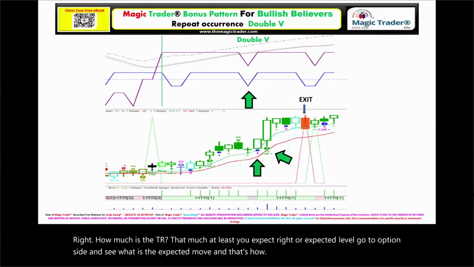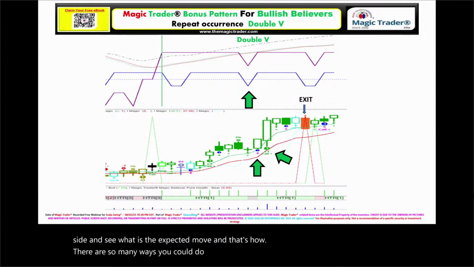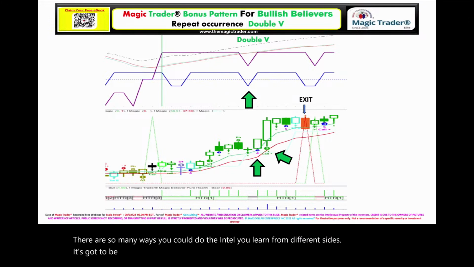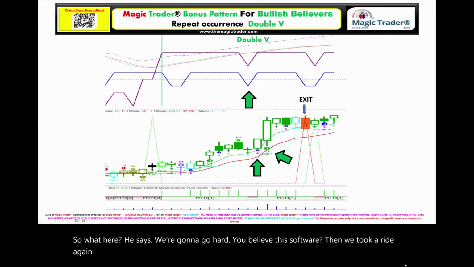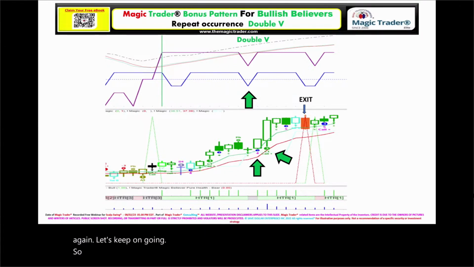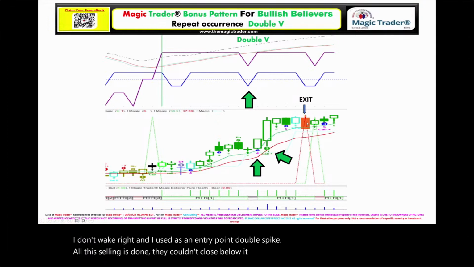So there are so many ways you could do the intel you learn from different sides. You've got to be trading. You've got to do it, right? Look, you got out here and a double spike came in. So what? Here it says we're going to go hard. You believe this software, then we took a ride again. They keep on going. So I don't wait, right? And I use that as an entry point, the double spike. So all the selling is done. They couldn't close below it. So let's go back. That's what it is.